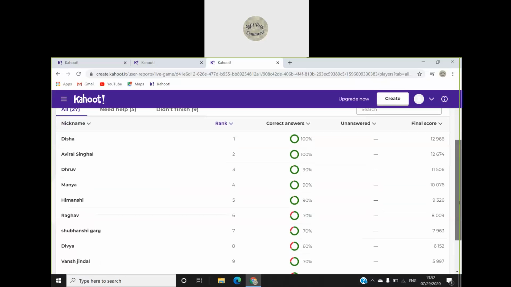Look at your score, everyone. Disha has got 100% score. And now I will show it for the other students also.